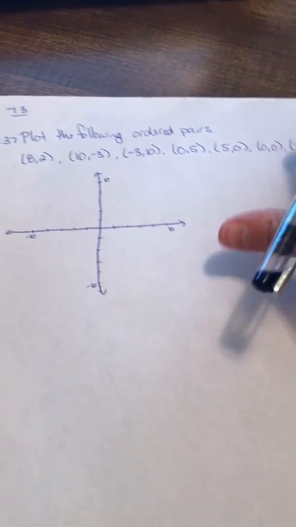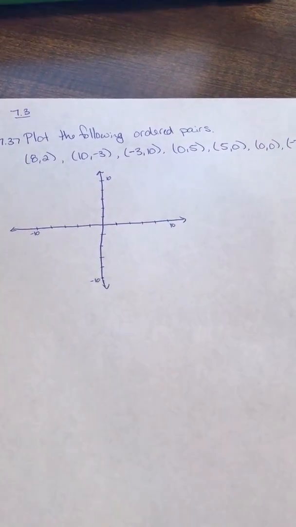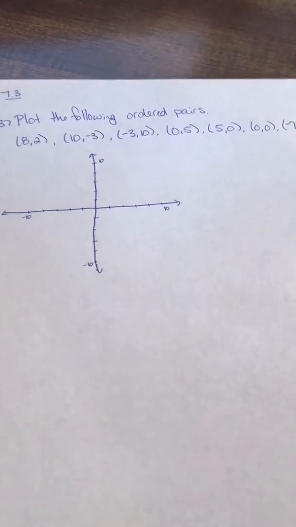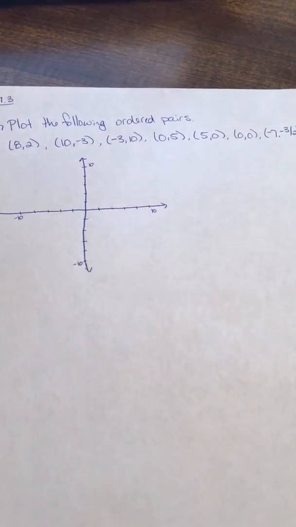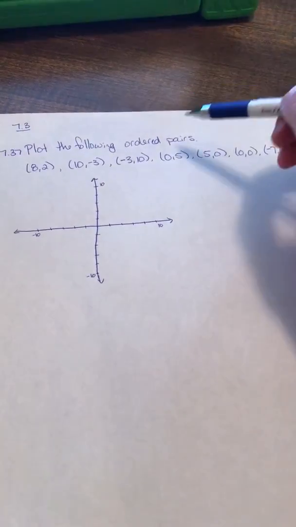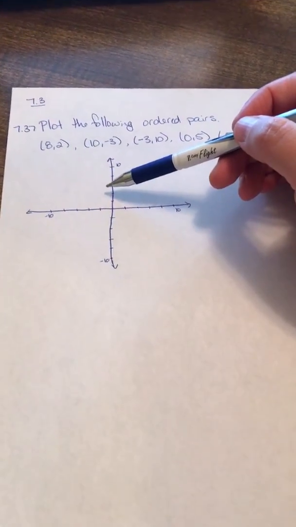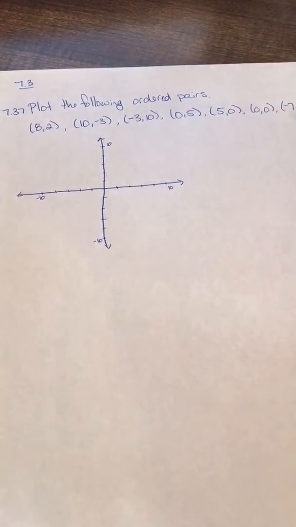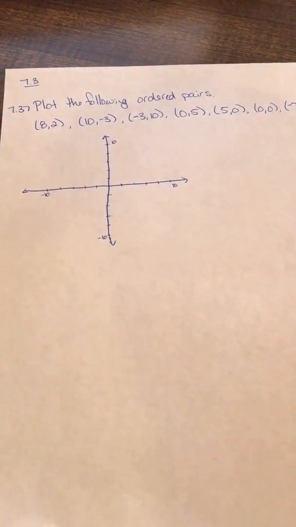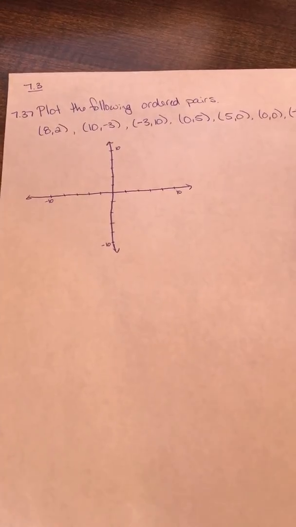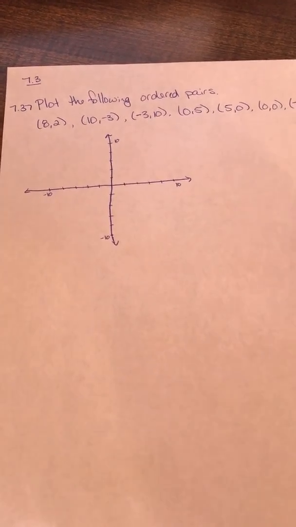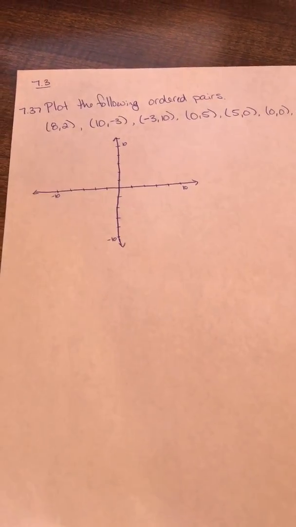For section 7.3, it deals with scatter plots or scatter diagrams. It wants you to plot the following ordered pairs, and you have this list of ordered pairs. I've already drawn the graph. For these, on the homework, I'd usually try to put a graph in there that you can use, and you can tick off, count by twos, count by ones, count by fours, fives, whatever you need to do.